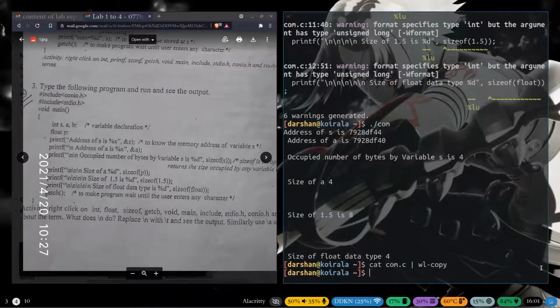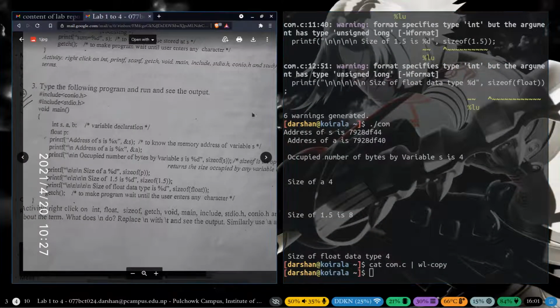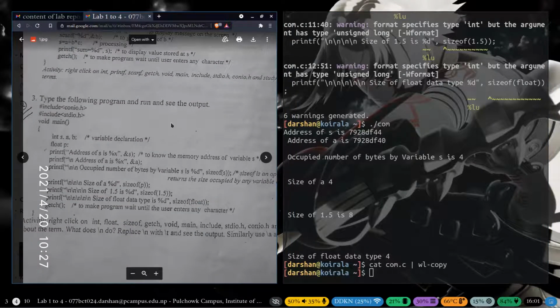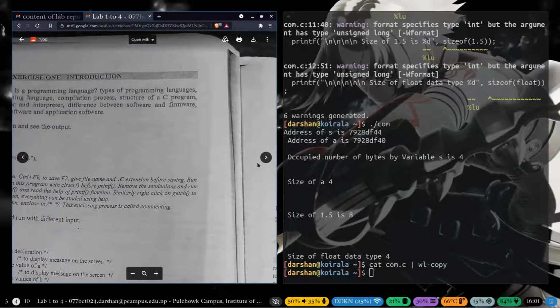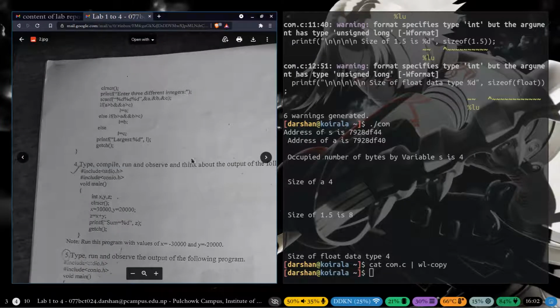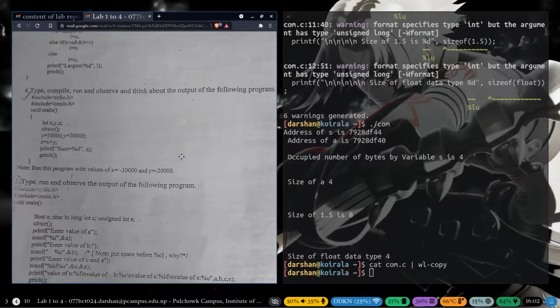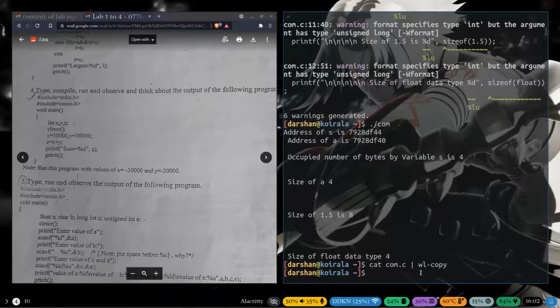Alright, so okay, now 3 of the programs are finished. Exercise 1. Oh shit, the same kind of problem, man. Okay, man, it is being too cumbersome now.